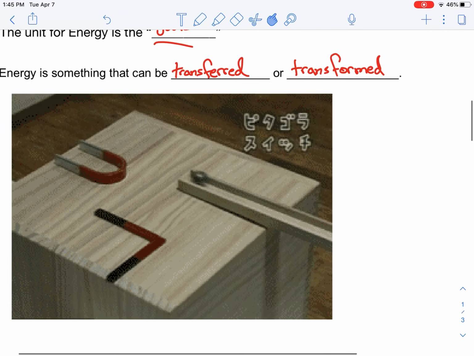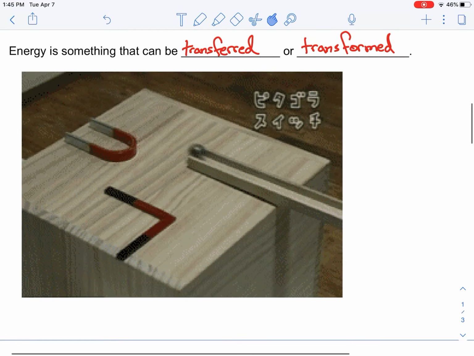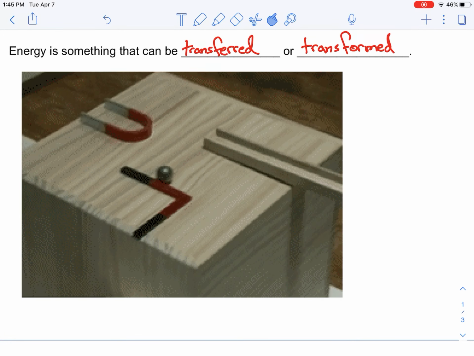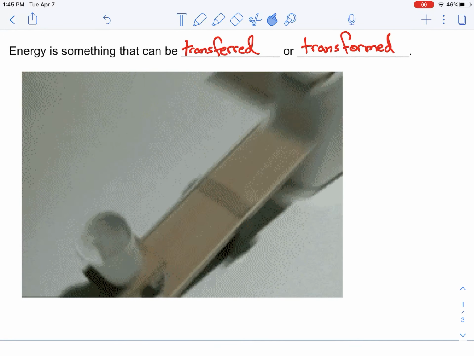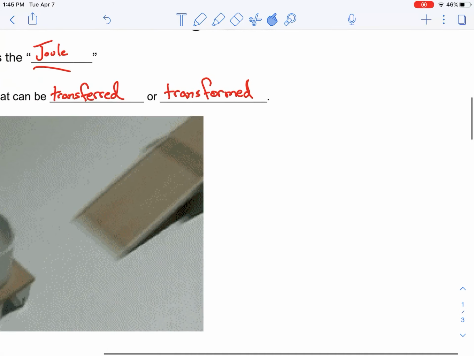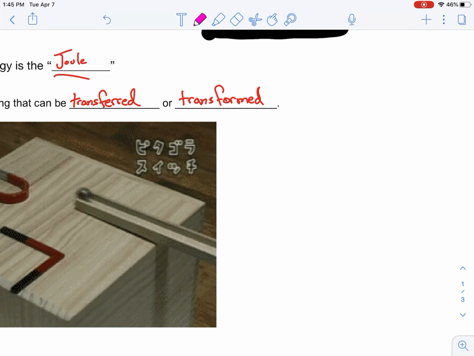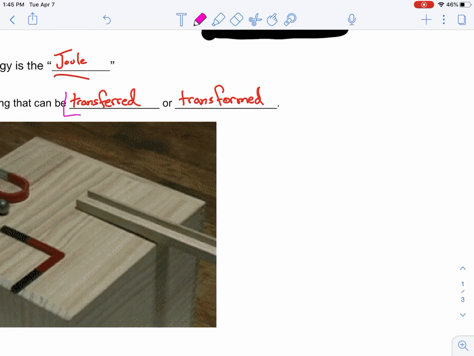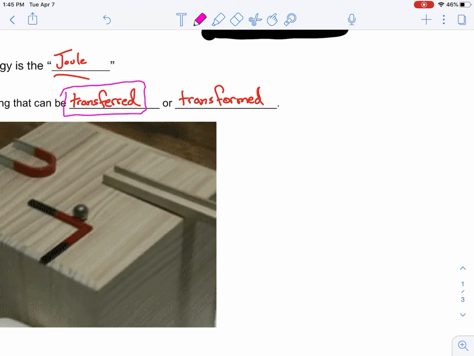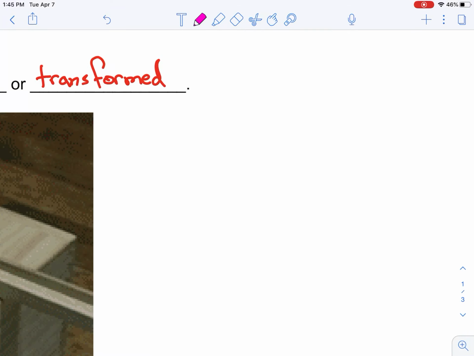Okay, so let's learn about these two other ideas here. Energy is something that can be transferred or transformed. Let me use a different color for each. Let's do this beautiful pink. Whoa, I forgot to change the size of my pencil. Boom. Transfer. So let's think about energy transfer.